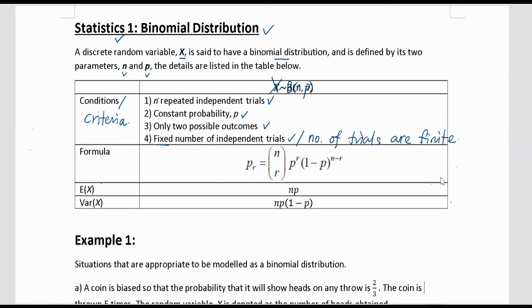So the conditions are very similar to geometric distributions. The main difference is point number 4. For binomial distributions, it has a fixed number of trials, whereas for geometric distributions, the number of trials can be infinite.